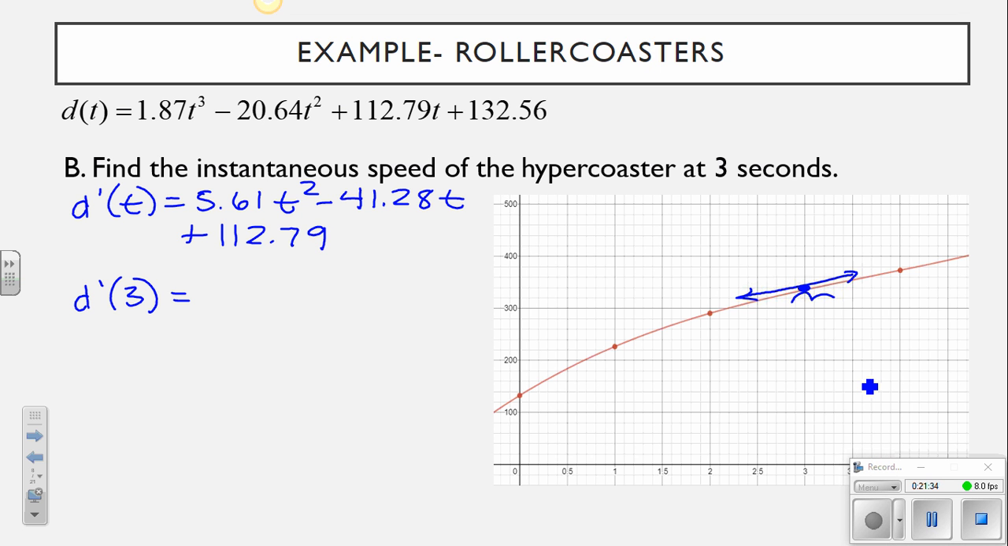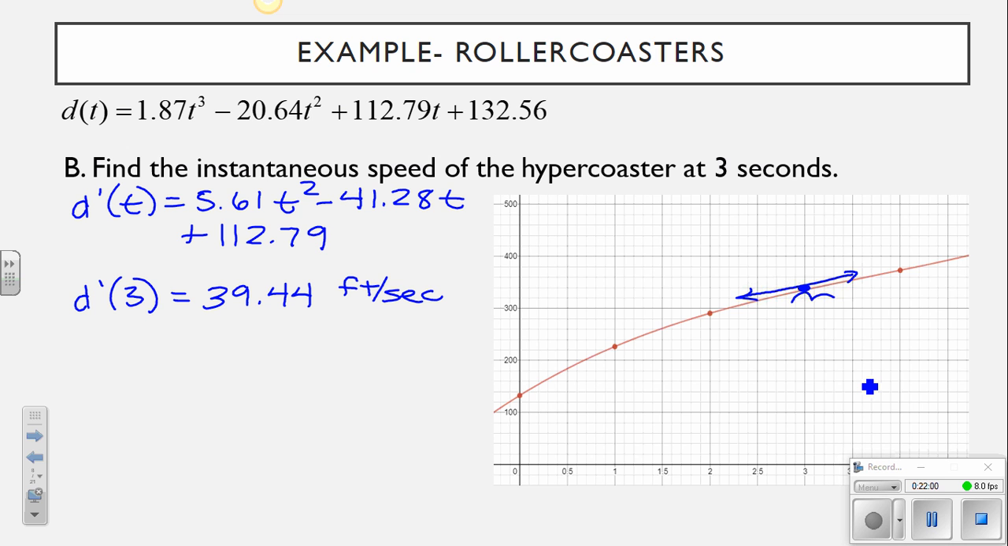Ladies and gentlemen, that's how you're going to get how fast that roller coaster is going at the moment of 3 seconds. You take the derivative, you plug in 3. That's how fast you were going at 3 seconds. It's 39.44. I got 39.44 as well. Thank you, Colin.